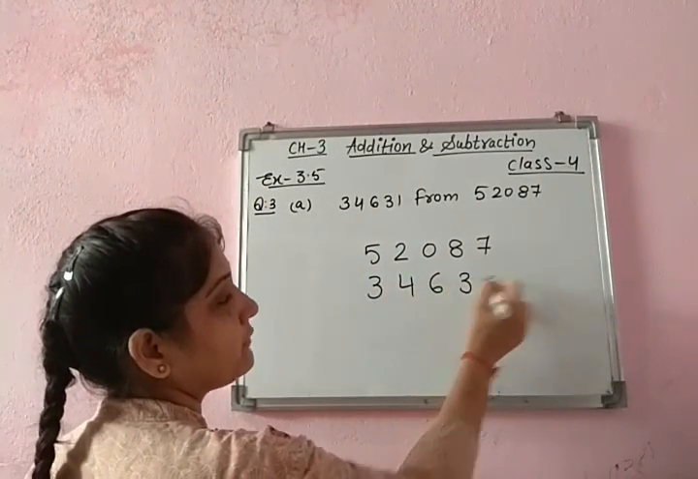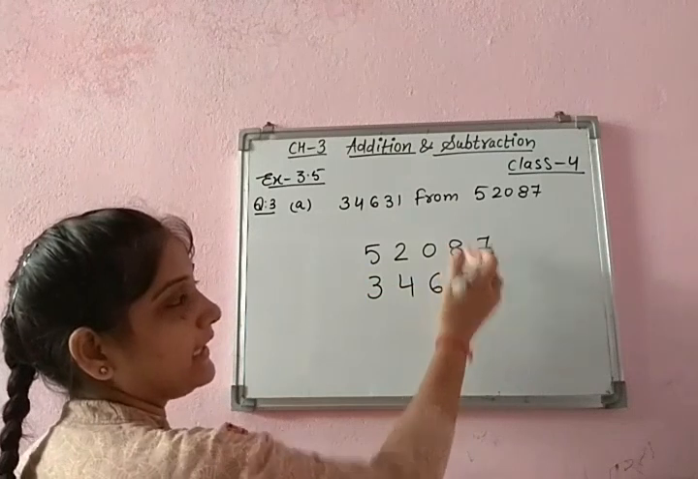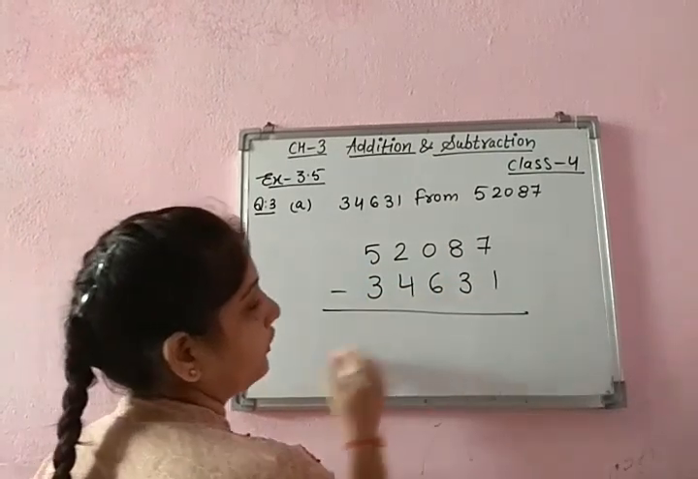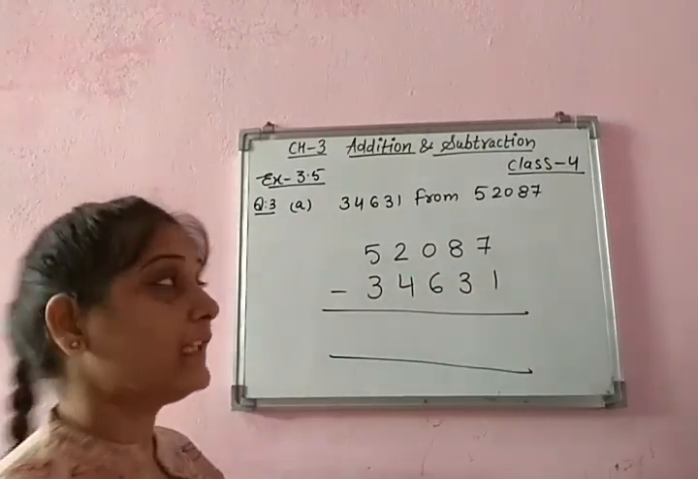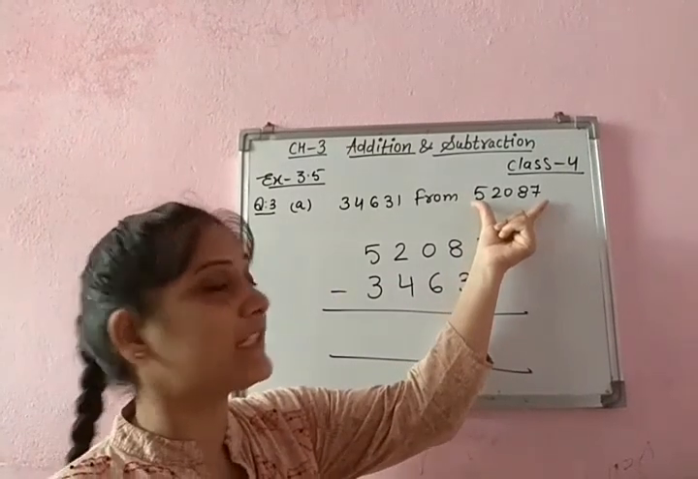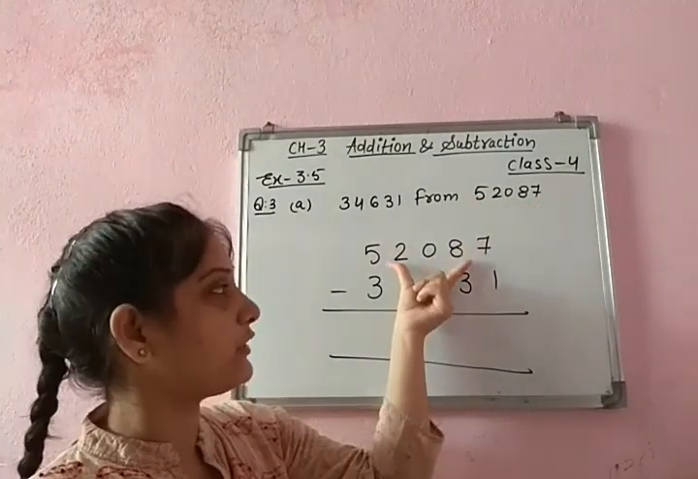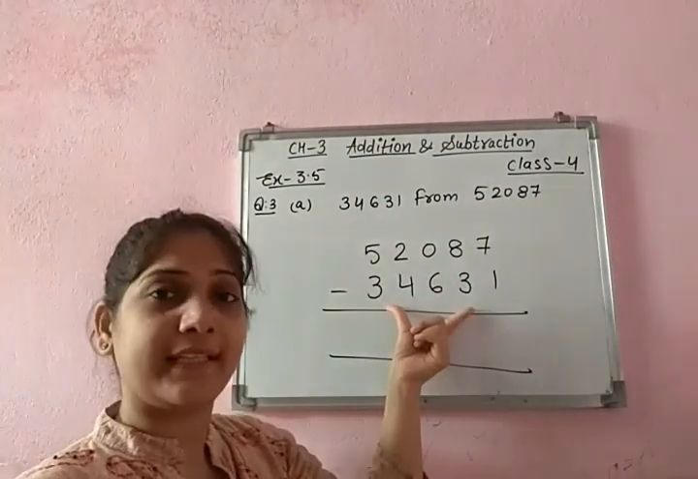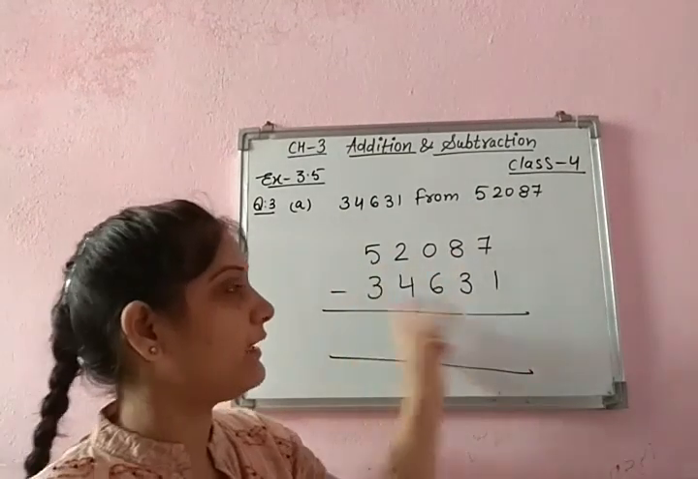Now at the bottom of this we have to arrange the other one in a proper column. It means ones place at the bottom of ones, tens at the bottom of tens, and so on. Is that clear how we have arranged? When the "from" is given, this number comes at first position and the first goes at second. And you can see the bigger and the smaller one.